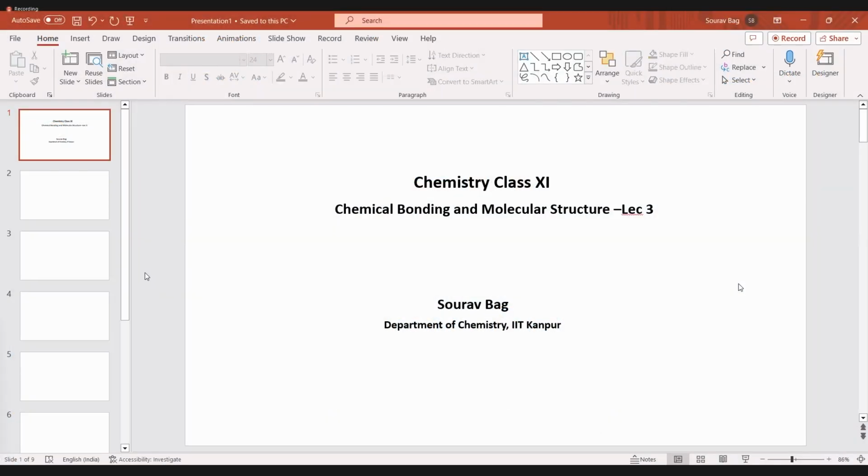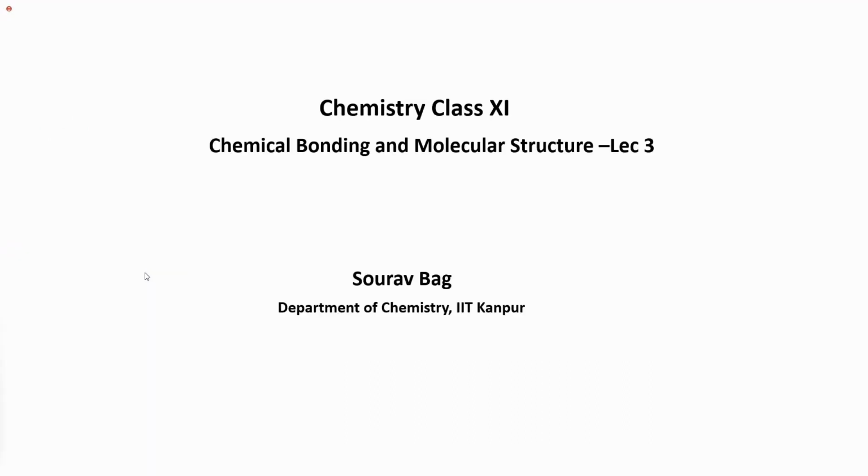So today is the third class of chemical bonding and molecular structure for class 11. In this class, we will discuss bond enthalpy and bond order. First, we will discuss lattice energy.